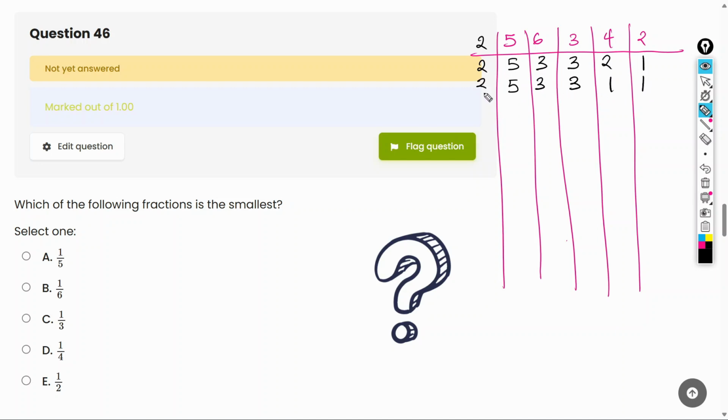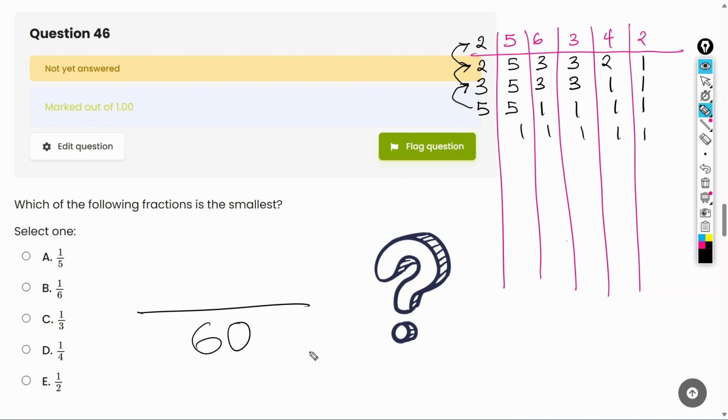Then we can divide by 3. 3 wouldn't go into 5, so we drop it down. Then 1, 1, 1, 1. Then finally 5, 1, 1, 1, 1. So our LCM is 5 times 3, which is 15. 15 times 2, which is 30. 30 times 2, which is 60. LCM is 60. Now they have a common denominator.